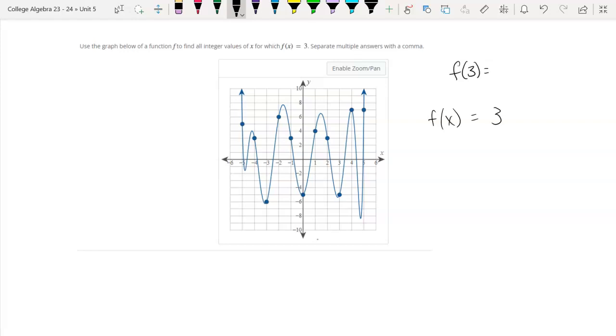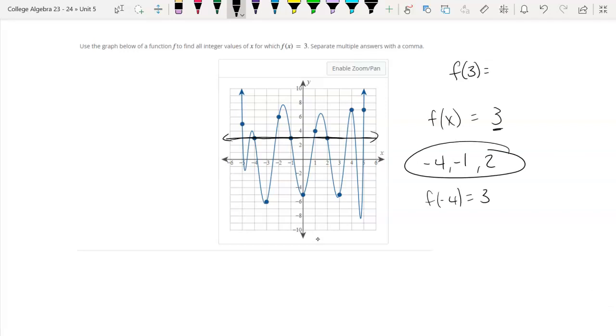I don't know if you notice, there are multiple points that have a y value of 3. And so again, on this one, they're going to separate the x values with commas. So you'd have 3 answers technically, because if I say f of negative 4, the answer would be 3. If I say f of negative 1, the answer would be 3. If I say f of 2, the answer would be 3. So again, this one's giving you the y value to find the x. Okay, careful of that.